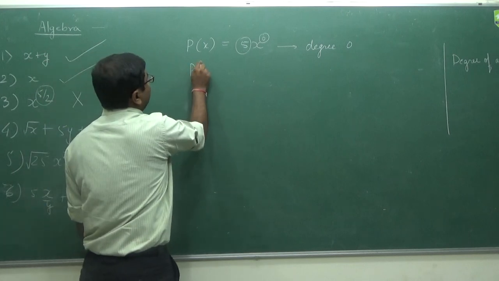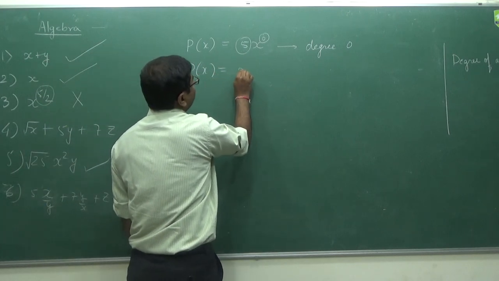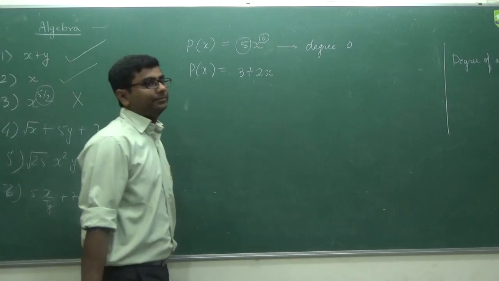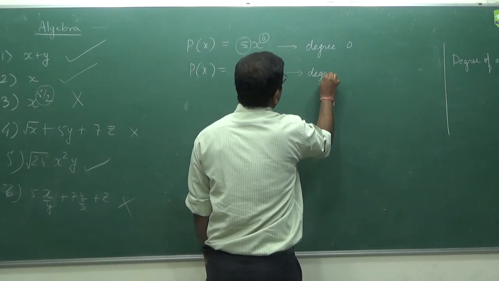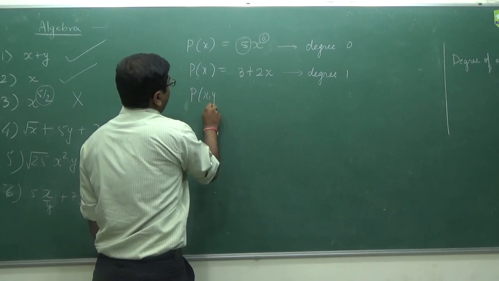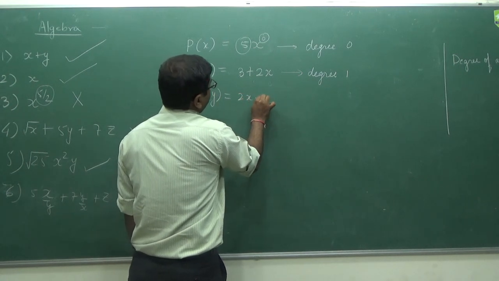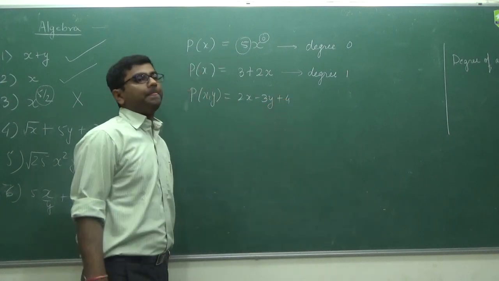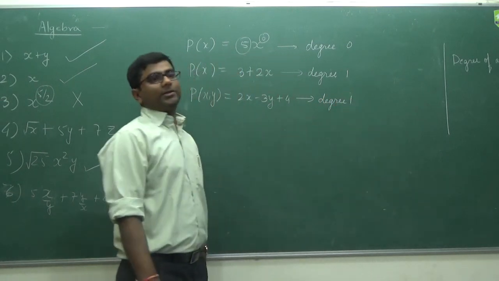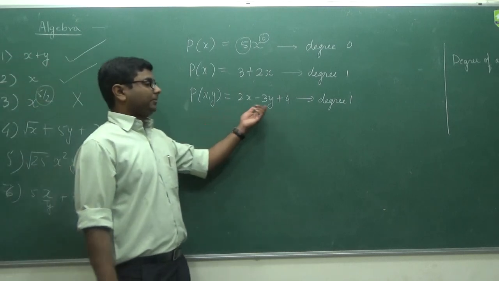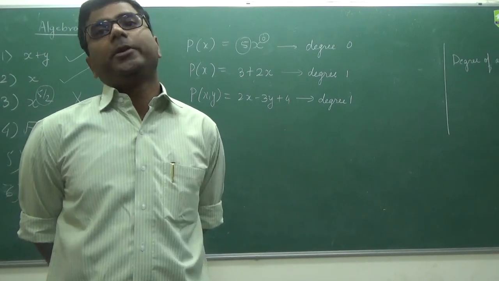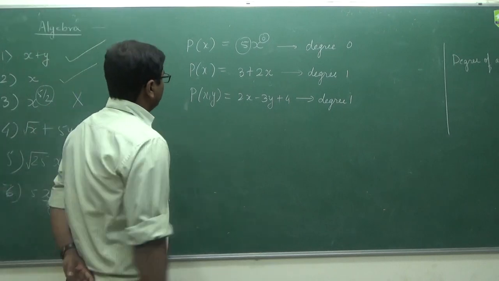Okay, what if p(x) is equal to 3 plus 2x? What is the degree? 1. Very good. Now, this is a degree 1. Achha, what is p(x,y) equal to 2x minus 3y plus 4? Degree? One. Degree is? 1. Yeah, there's a confusion. Why 2? I told you to check all the terms and find the highest power term. If there are two terms clubbed there, add the exponents together, and you will get the degree of that. Okay? Fair enough.